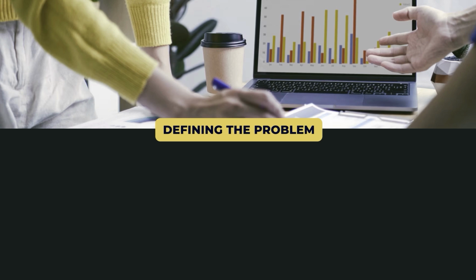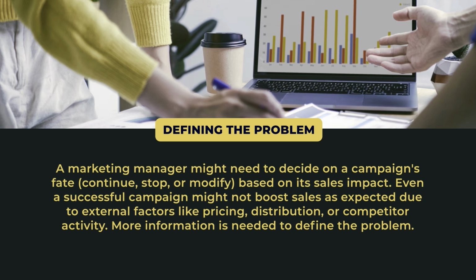Another scenario may be one in which a marketing manager has to select whether to keep running a campaign, stop it altogether, or make changes based on how it is affecting product sales. Even if the campaign is a success, sales may not have increased as expected, since other marketing considerations like price, distribution, or fierce competitor promotions may have been in play.